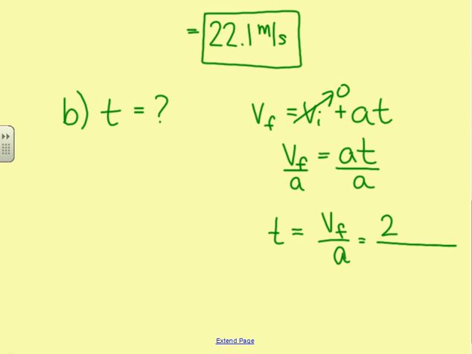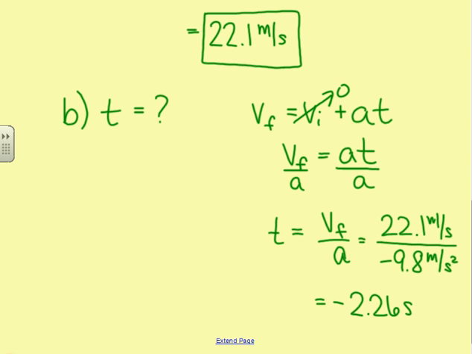And final velocity, we said, was 22.1 meters per second. And acceleration is negative 9.8 meters per second squared. If I plug those numbers into my calculator, I get negative 2.26 seconds. But there's something wrong here. I'm not allowed to have negative time. That doesn't make sense. Again, an indication that I've done something wrong. I've missed a negative sign somewhere.